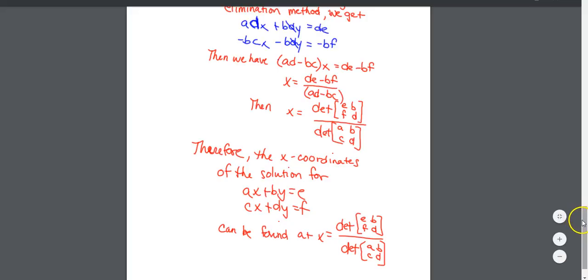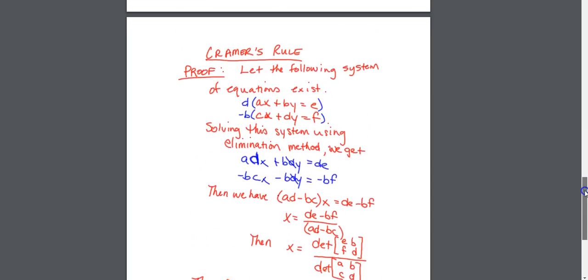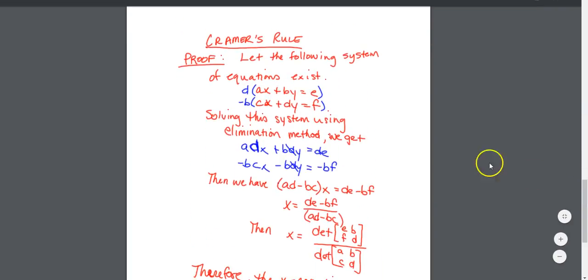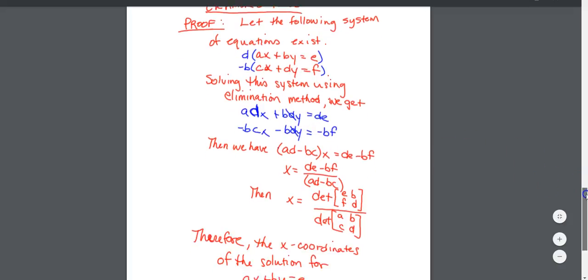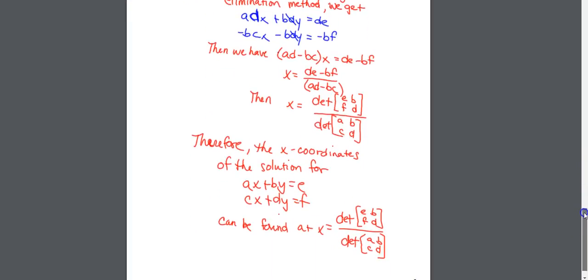All right, so therefore the x-coordinates of the solution for this system can be found using this guy. The proof of the y is the exact same thing, except up here during the elimination phase, you want to make sure that you're eliminating the x variable. So we would multiply the top by c, the bottom by negative a. That would drop the x variable off, and then go through the same exact process, combine, go through and solve for y, and you should be left with what you need for the y coordinate.